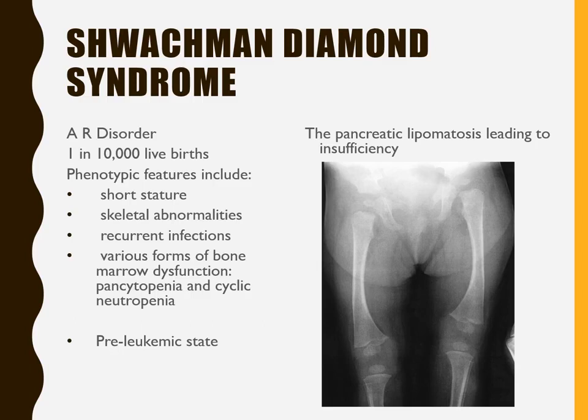In comparison to the pancreas of patients with cystic fibrosis, the pancreas in patients with Shwachman-Diamond has pancreatic lipomatosis leading to insufficiency, compared to the fibrosis that occurs in patients with cystic fibrosis.